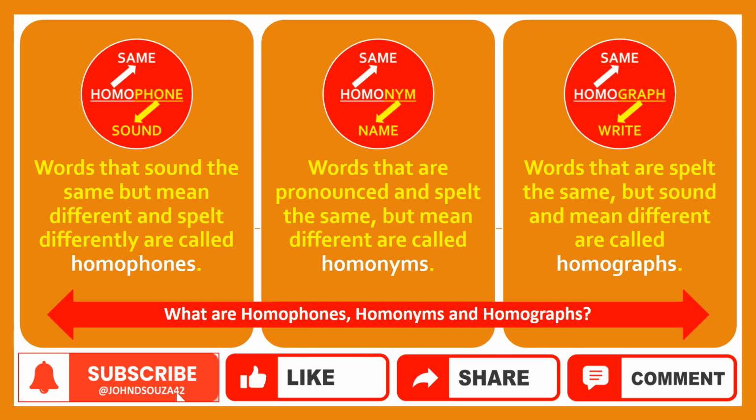Homophones sound the same but differ in meaning and spelling. Homonyms are spelt and pronounced the same but have different meanings. Homographs share spellings but differ in sound and meaning. What's common among the three is that they all involve words with multiple meanings.